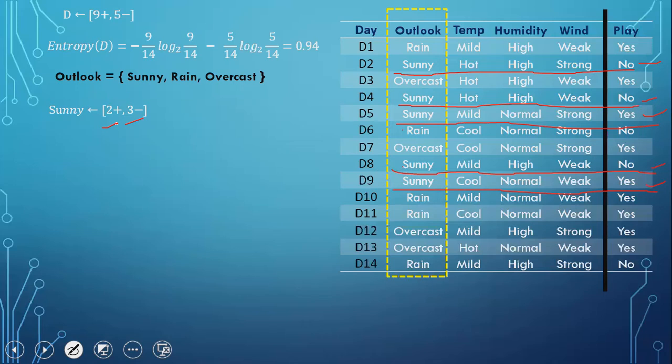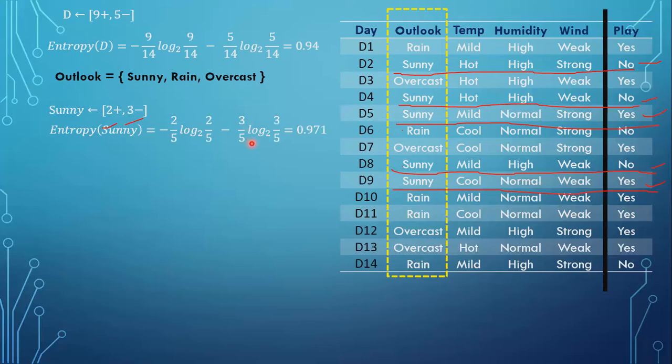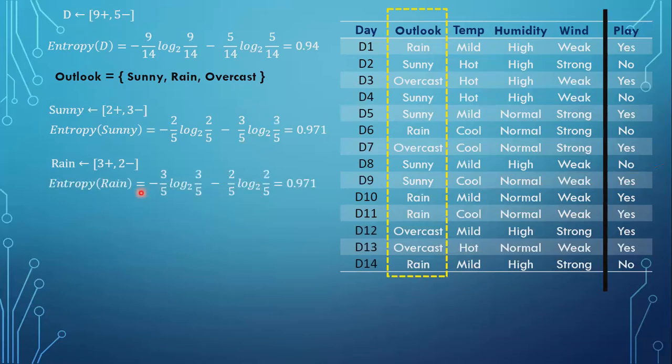So now we will calculate the entropy of Sunny. So entropy of Sunny will be given as 2 positive examples divided by total. We have total 5 examples, out of which 2 are positive. So 2 divided by 5 log 2 of 2 divided by 5. Similarly, 3 negative examples, total 5. So 3 out of 5 log 2 of 3 by 5. This will be equal to 0.971. Similarly, we will calculate the entropy of rain. For rain, 3 positive examples and 2 negative examples. So the entropy of rain will be 0.971.